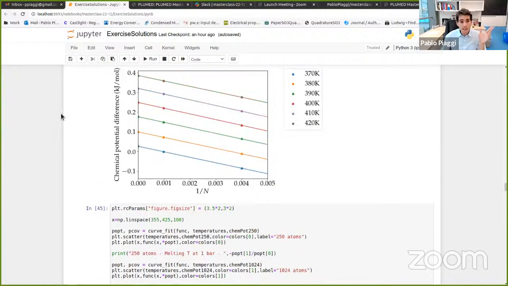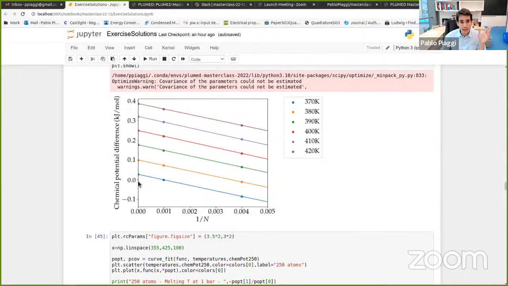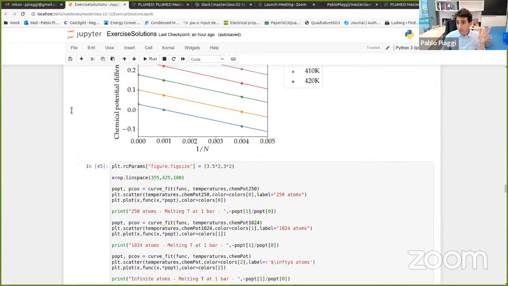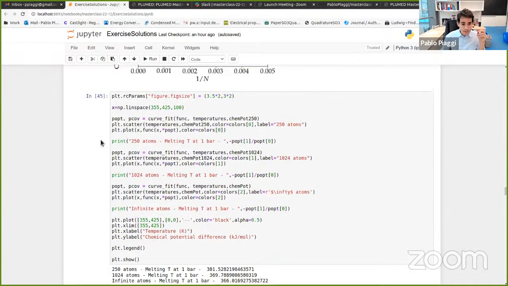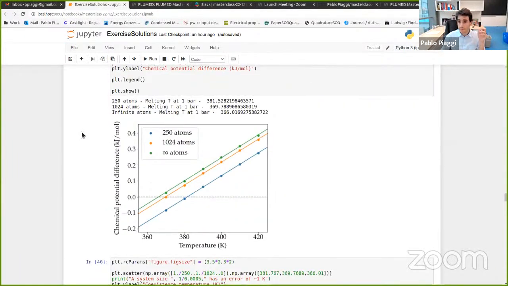Okay, so now, here the points that we have were these lines that we're using for the extrapolation, where they cross the y-axis. These are the chemical potentials in the thermodynamic limit. So we can plot also these values, and this is what I'm doing.